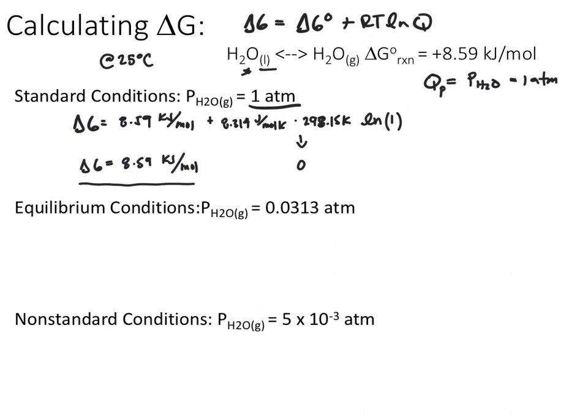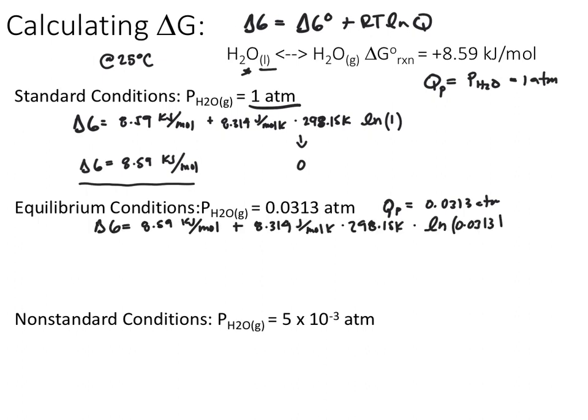So under standard conditions, this process that we're talking about up above is going to be non-spontaneous. Okay, and let's go ahead and apply the same concept to equilibrium conditions. At equilibrium, the partial pressure of our H2O gas is going to be 0.0313 atm. Because of what we know about our Q relationship, QP for this particular process is going to be equal to 0.0313 atm.